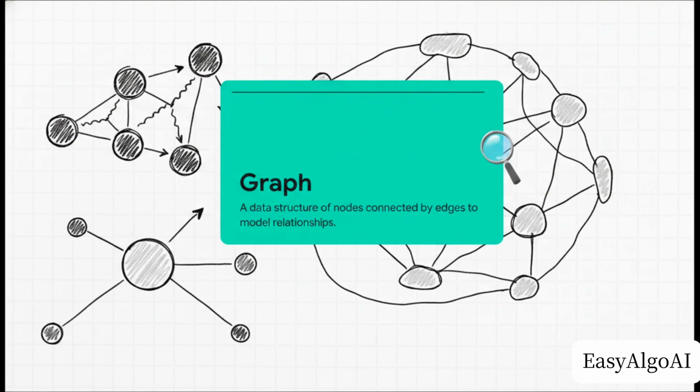Which brings us to the official definition. A graph is a data structure composed of nodes, sometimes called vertices, that are connected by edges. We use graphs to model relationships, and those edges strictly define how the nodes interact with one another. It is, quite simply, the ultimate tool for mapping out connections.